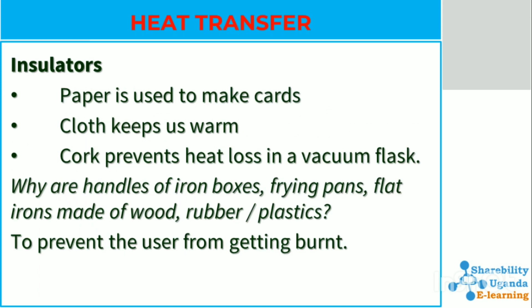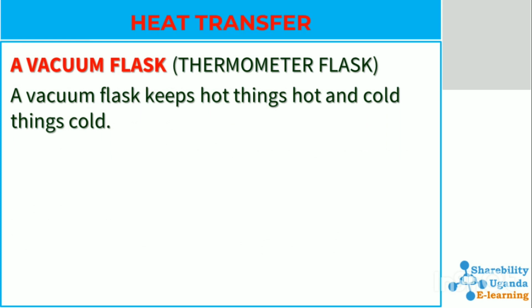Then insulators. Paper is used to make cards. Cloth keeps us warm, and cork prevents heat loss in a vacuum flask. Why are handles of iron boxes, frying pans, and flat irons made of wood? It is simply to prevent the user from getting burnt, since these materials do not allow heat to pass through them easily.